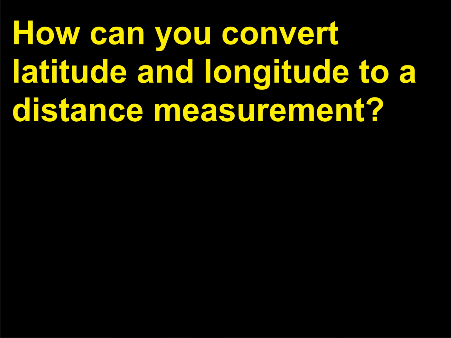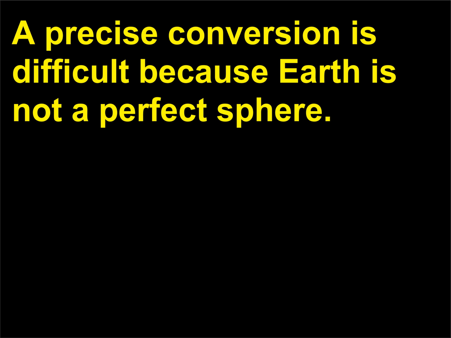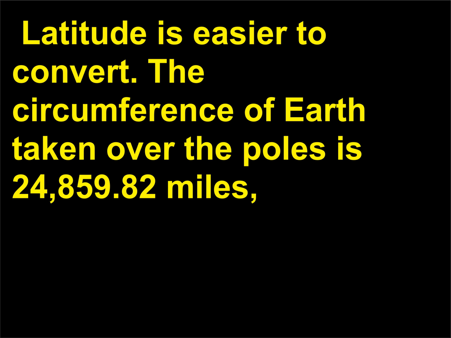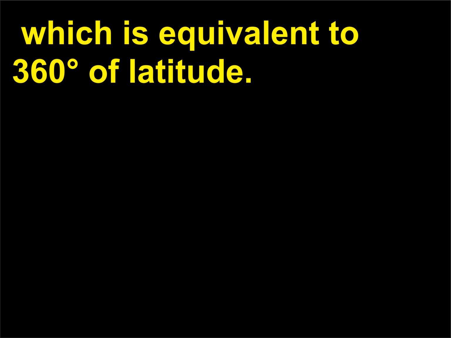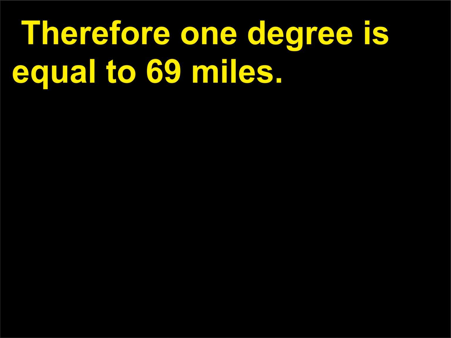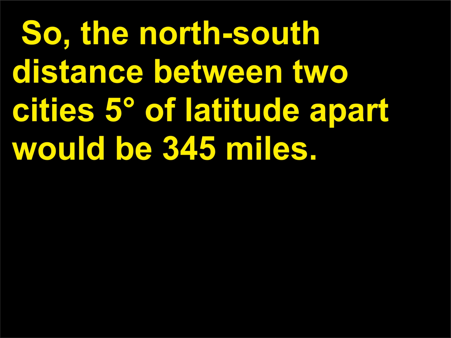How can you convert latitude and longitude to a distance measurement? A precise conversion is difficult because Earth is not a perfect sphere. Latitude is easier to convert. The circumference of Earth taken over the poles is 24,859.82 miles, which is equivalent to 360 degrees of latitude. Therefore 1 degree is equal to 69 miles. So, the north-south distance between two cities 5 degrees of latitude apart would be 345 miles.